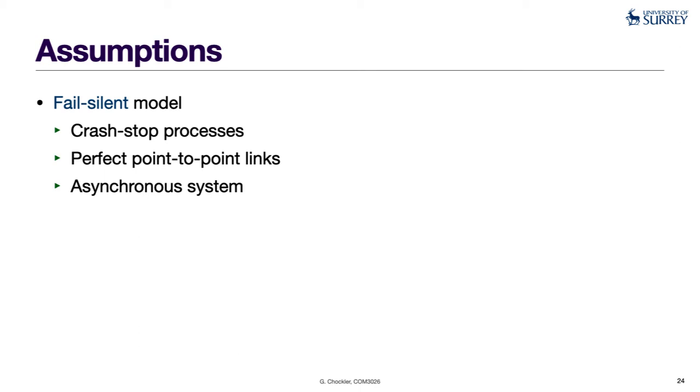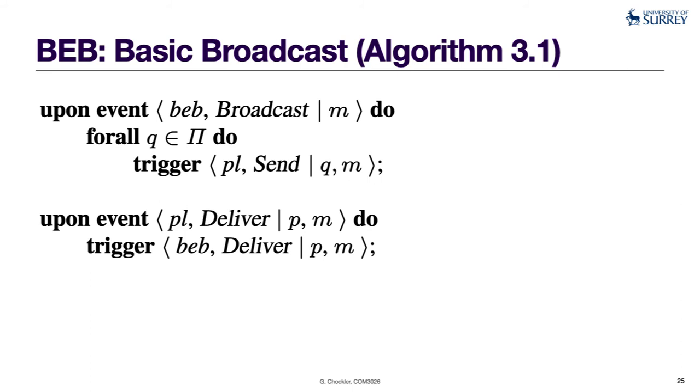Okay, so our first algorithm is called basic broadcast, and this is algorithm 3.1 in the textbook, and this algorithm implements best effort broadcast, or BEB. In a nutshell, this algorithm is just a reformulation of what we called iterated unicast at the beginning of the lecture in our event-driven component model, using the pseudocode conventions that we discussed.